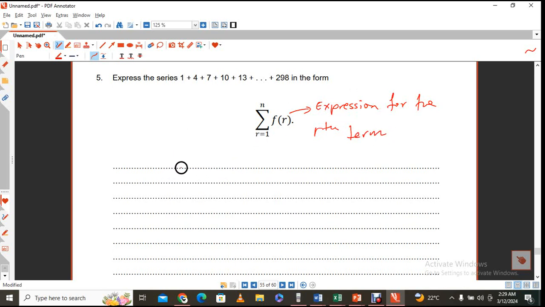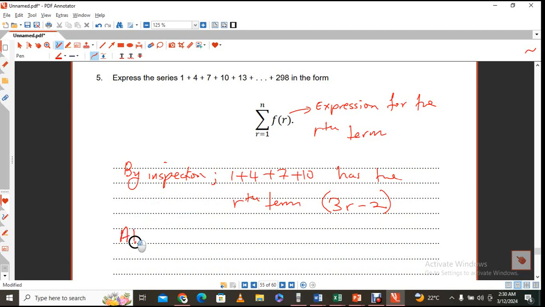And you can do inspection. By inspection, you just look and see, I can actually find what that formula or expression is. You can say that 1 plus 4 plus 7 plus 10 and so on has the rth term of 3r minus 2. That is what you can see. You can see the first term. You can see the common difference, 4 minus 1.